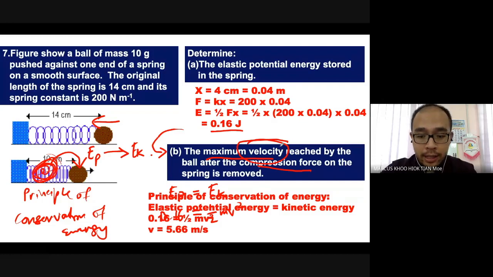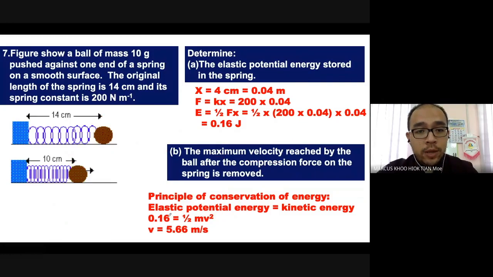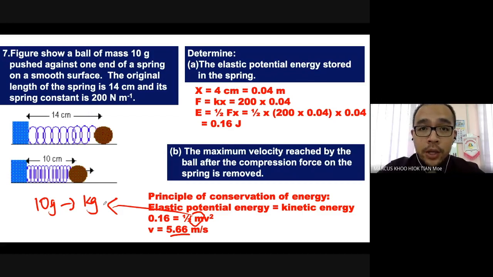So when you calculate this, you will get 0.16 equals half mv squared and you will get 5.66, provided your m, please change the 10 grams, make sure you change it to kilograms. This is normal. This is a very common question, people. From elastic potential energy directly changing to kinetic energy. So please take note of this.